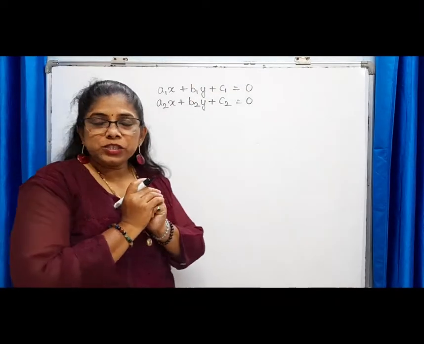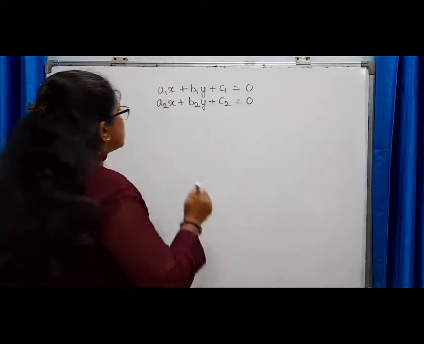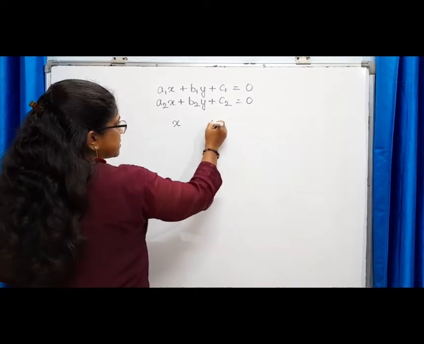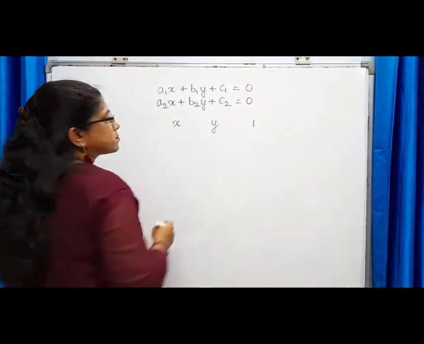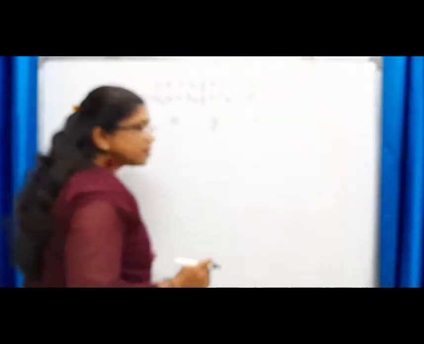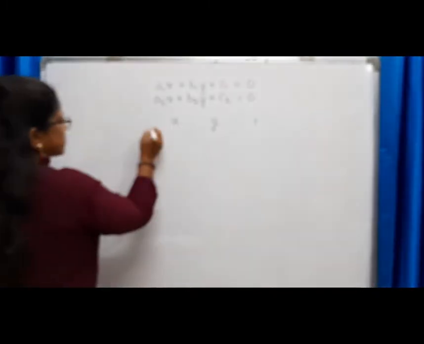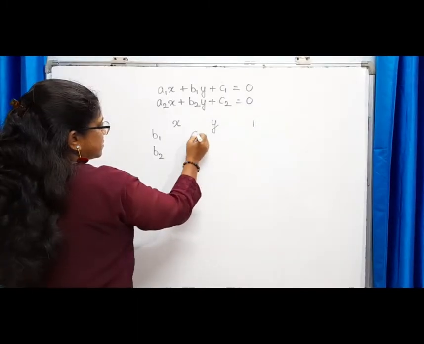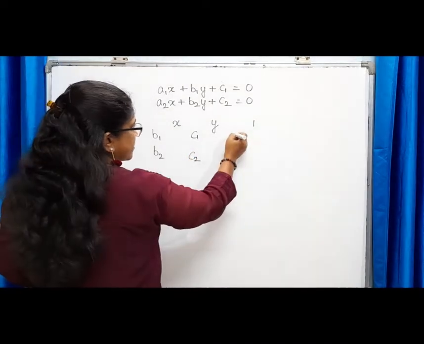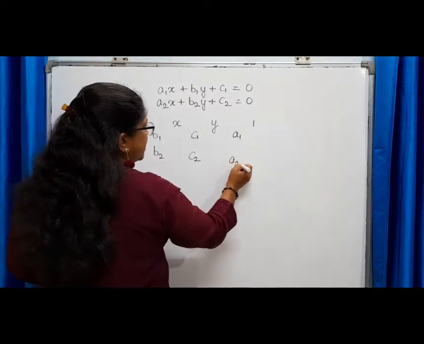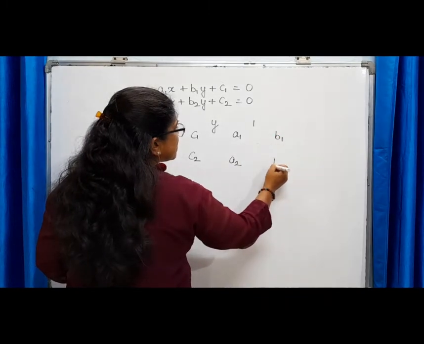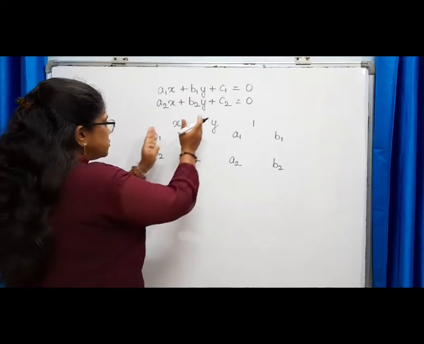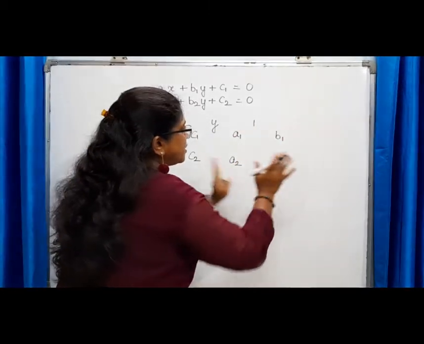Now for cross multiplication, what we have to do here is, we have to write x, leave some space, write y and 1. x, y and 1. Now next, here we write b1, b2, c1, c2, a1, a2 and again b1, b2. We have to maintain this order. We have to start with b1, b2, then c1, c2, a1, a2 and again b1, b2.